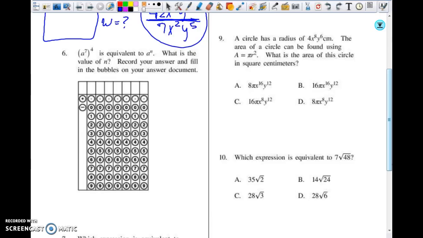Number 6, do this quickly. This is again a law. It's a griddable, so you do have to know it. A to the 7th to the power 4 is equivalent to a to the n. What is the value of n? So again, they want us to find the exponent. So this one, you have to know the law. Remember, there's a parentheses and it's being raised to an exponent. That's our power law. What does it say?